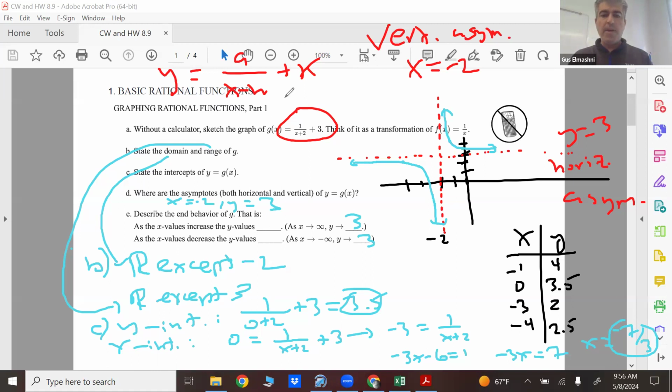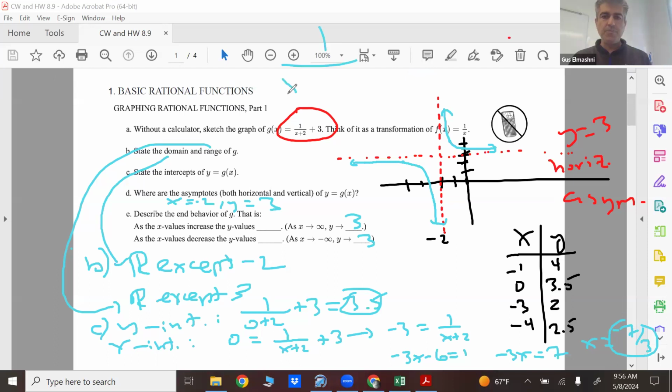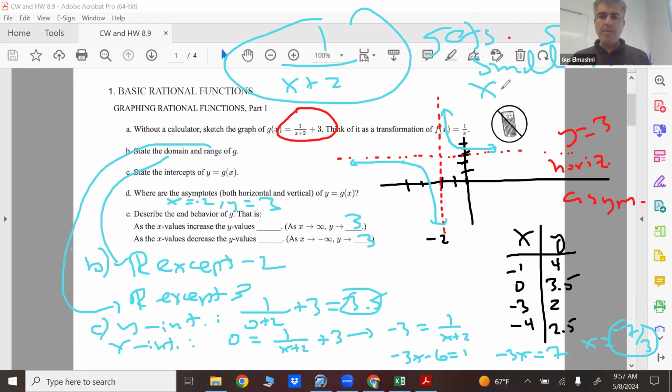Because here's the deal. I don't really dissect this like crazy, but I need to. 1 over X plus 2 gets super small as X approaches positive or negative infinity. It gets super small. That's what happens.